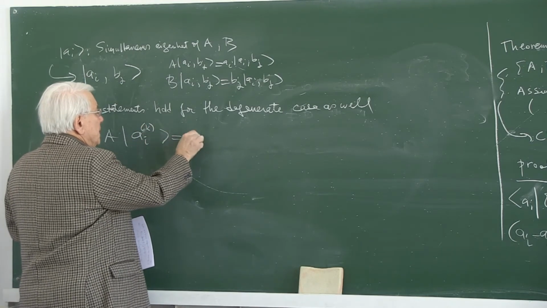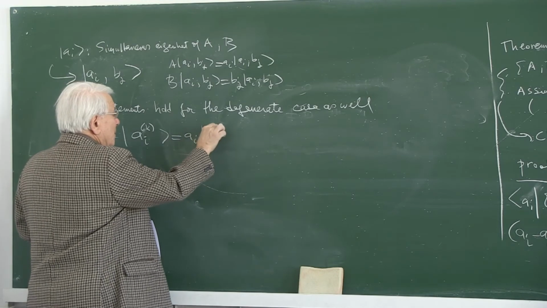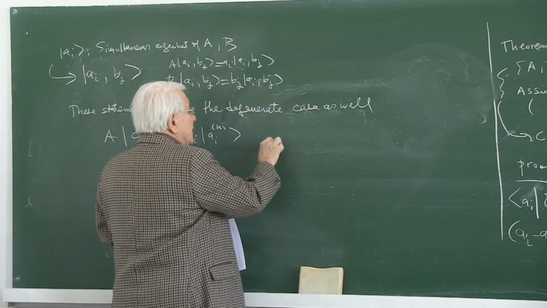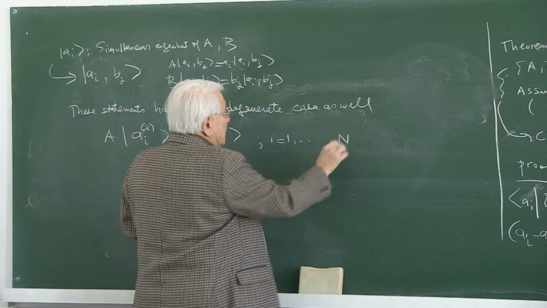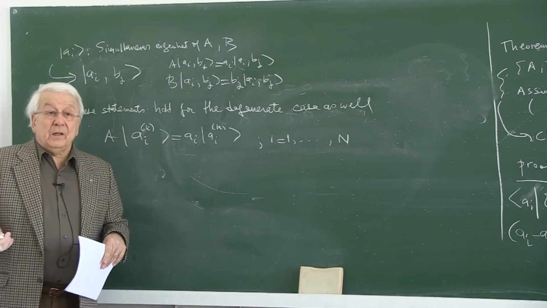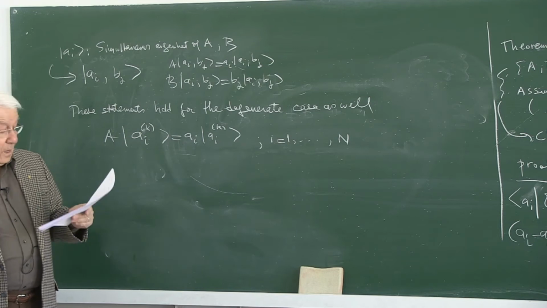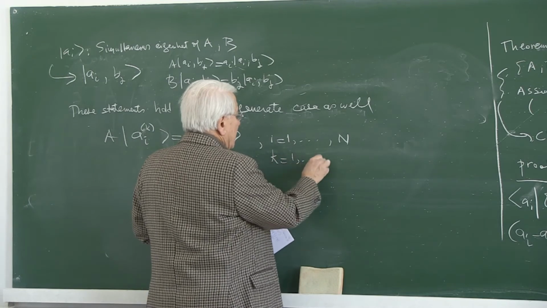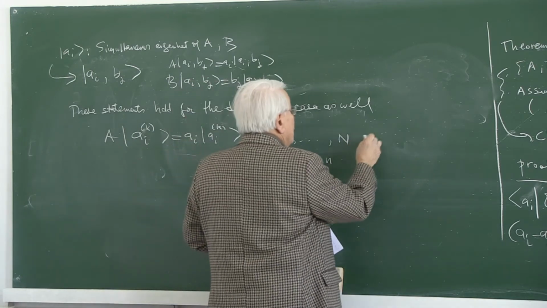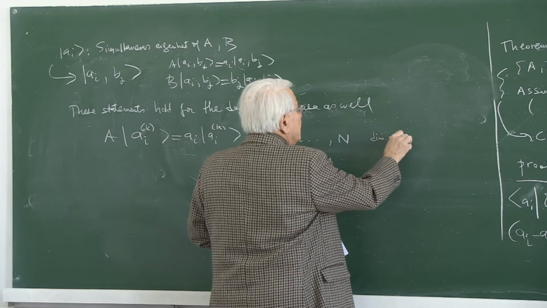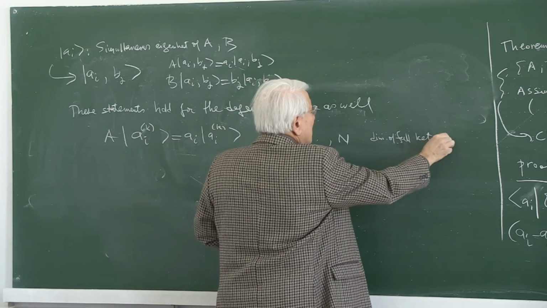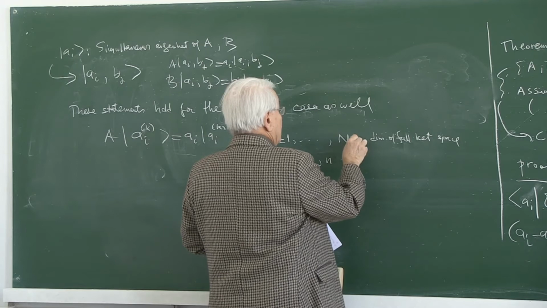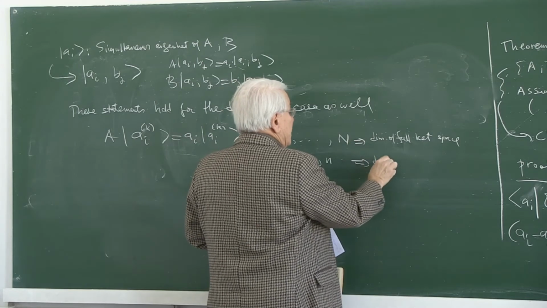So it means that i is the dimension of the space, the ket space, capital N. It runs from 1 to capital N. And little k runs from 1 to little n. That is the dimension of the full space, dim of full ket space. This is the dimension of the degeneracy subspace.